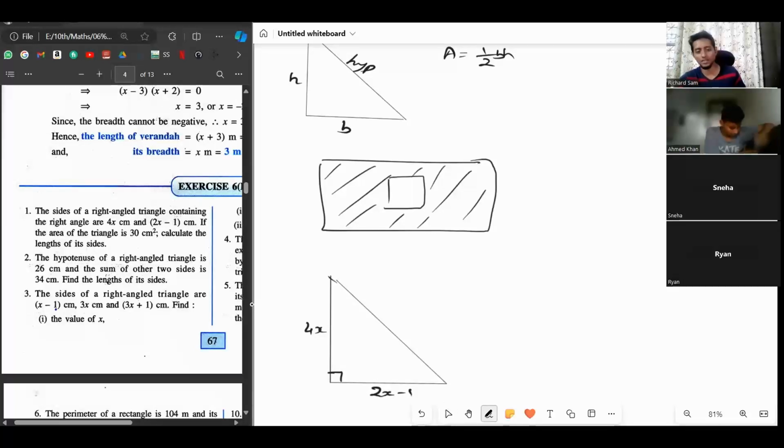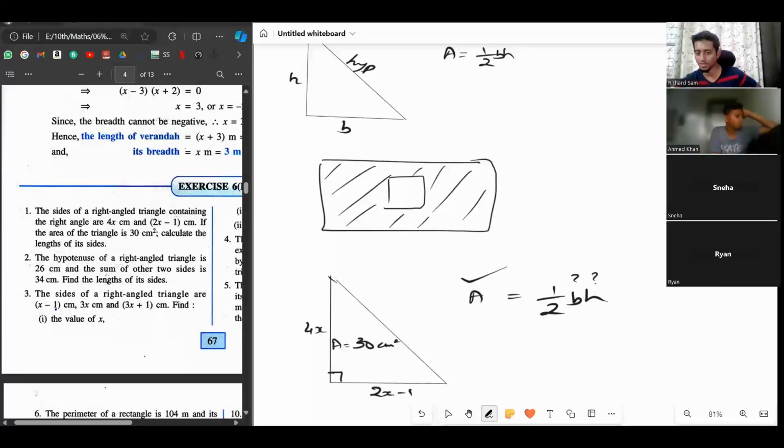If the area of the triangle is given, so area is 30 centimeters square. Find the length of its sides. Sides means all the three sides. So which formula will we use here? How do we do this? See, area is given. So you have to use the area formula. Area is equal to half into base into height. See, we know the area, but the base and the height, we don't know the exact values. They're in terms of x. We need it as a number.